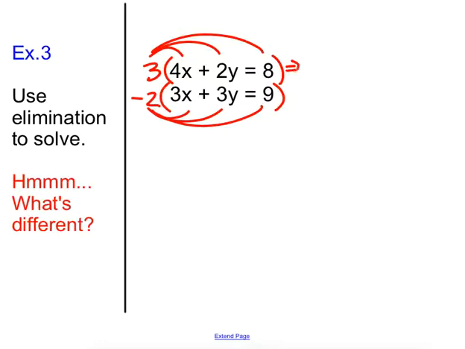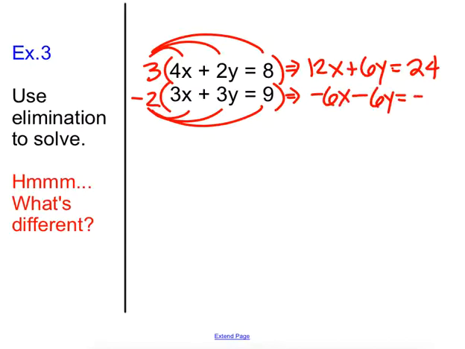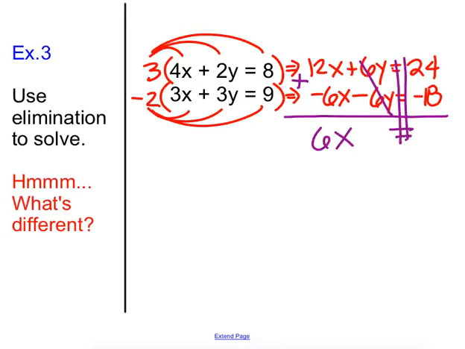And so if I slide this over now, I've got 12x plus 6y equals 24. Sliding over my second equation, I've got negative 6x minus 6y equals negative 18. Now that I have opposites in my y's, I'm going to add my two equations together. 12x minus 6x is 6x. 6y minus 6y is eliminated. 24 minus 18 ends up being 6. And then divide by 6. So x equals 1.